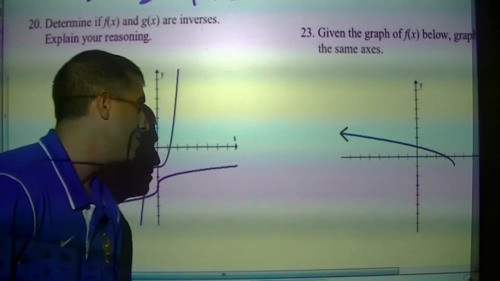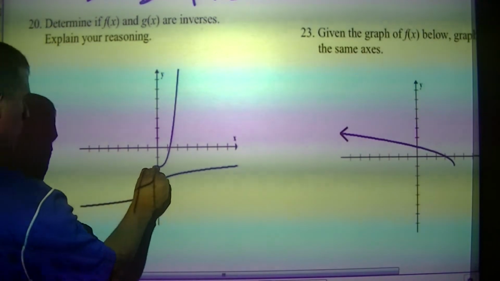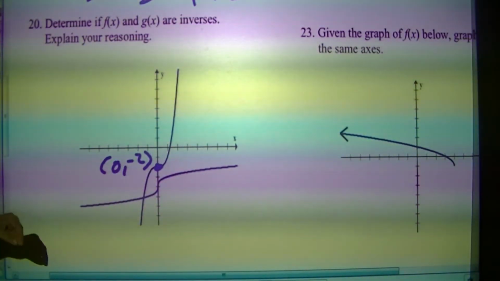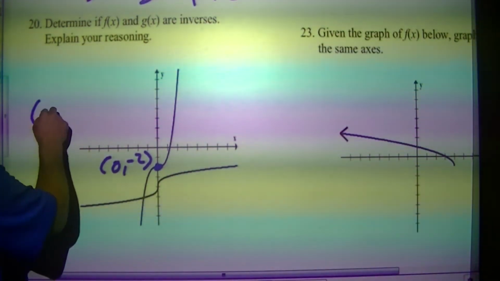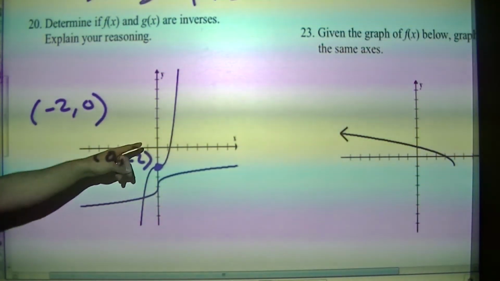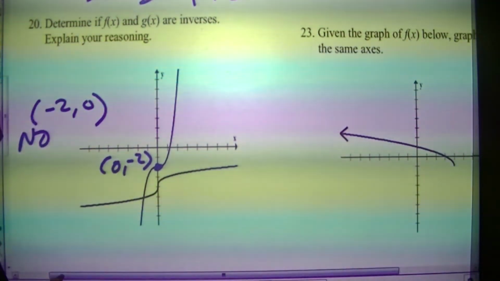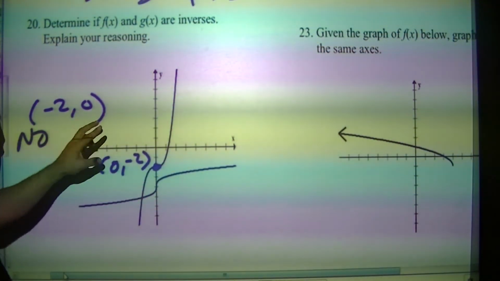Determine if these are inverses. Now, here's how I would do this. Look at this first one. This crosses at 0, -2. Well, for the other one to be an inverse, it would have to cross at -2, 0. And that does not happen, so that answer is no. So you've got to look at the points. They've got to be able to flip.